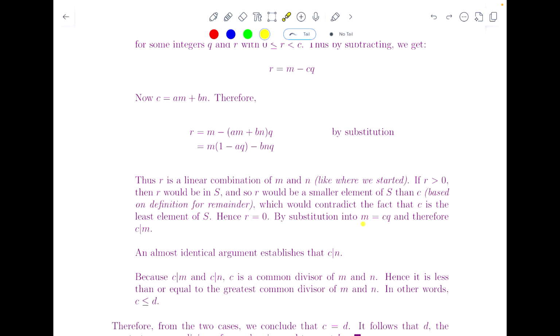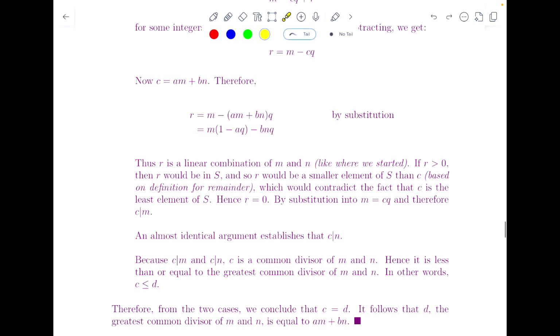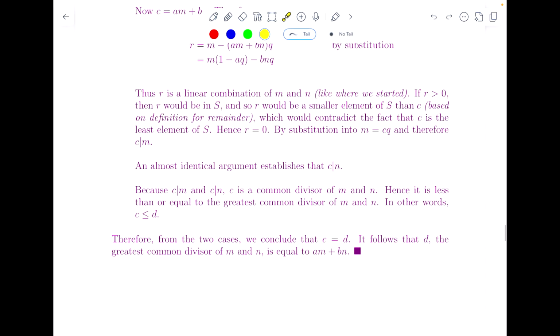By substitution of M is equal to CQ, we then see that C divides M. We can see by that same kind of argument that C divides N. C divides M and C divides N, so C is a common divisor of M and N, so it must be less than or equal to D. And since we showed that C is less than or equal to D and C is greater than or equal to D, it is concluded that C is equal to D.